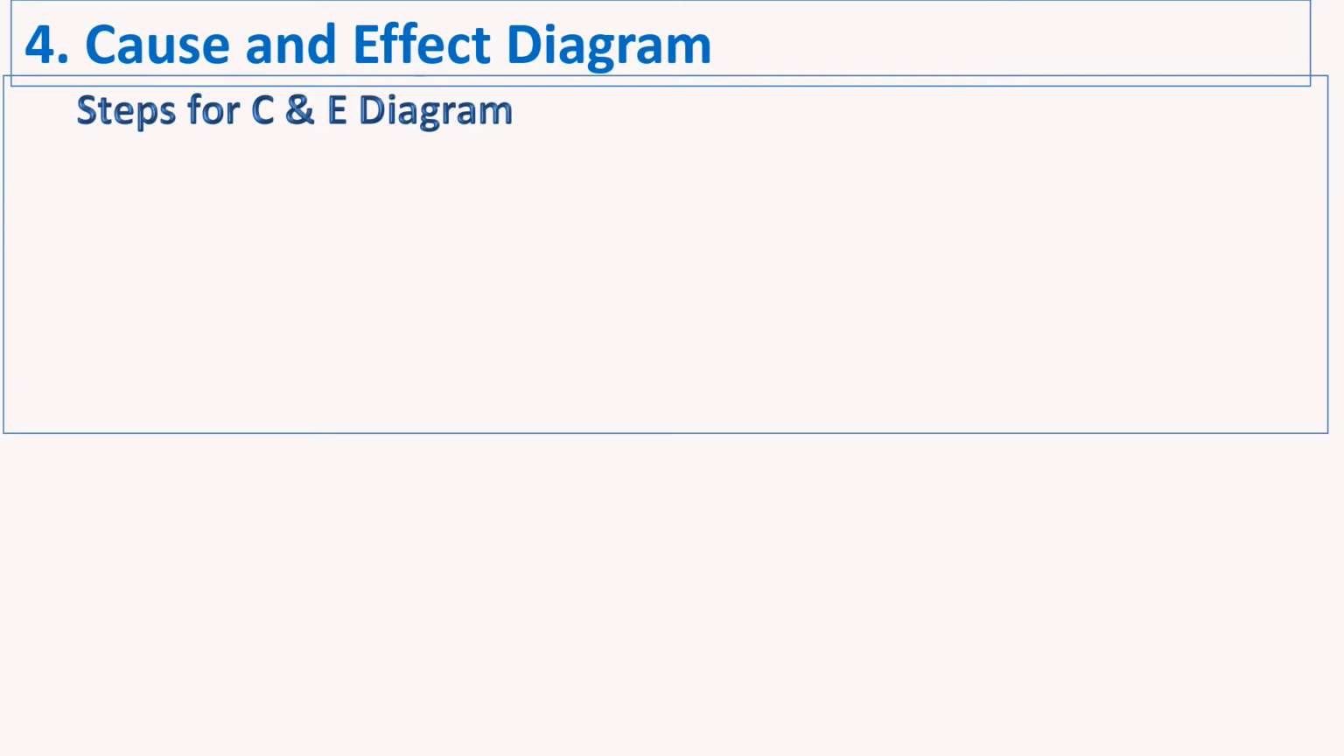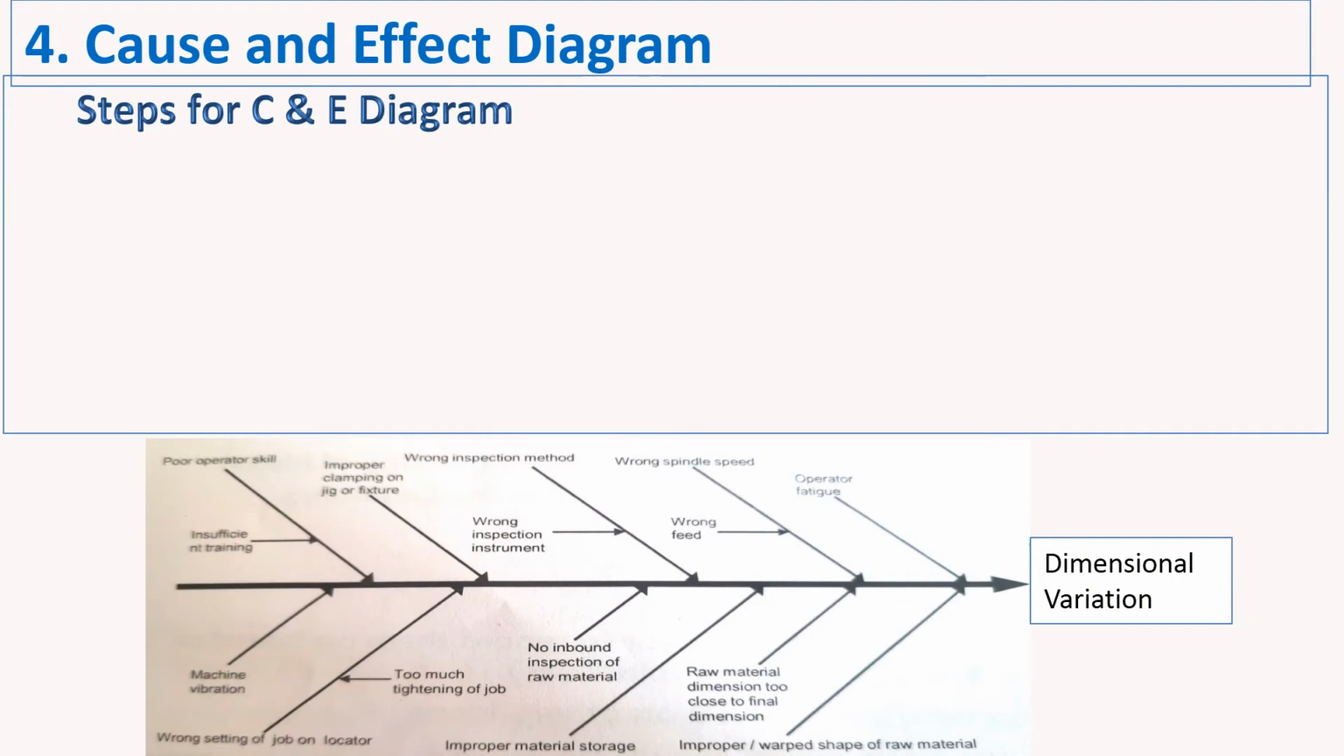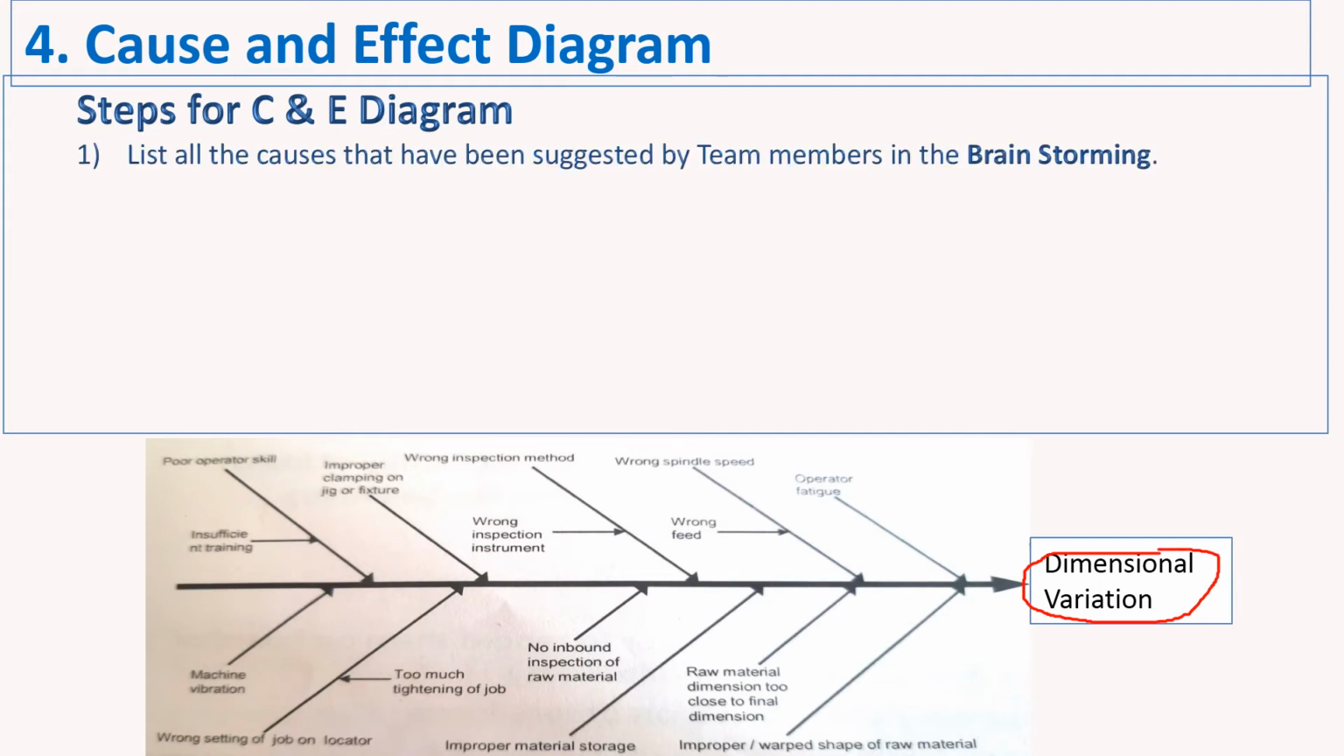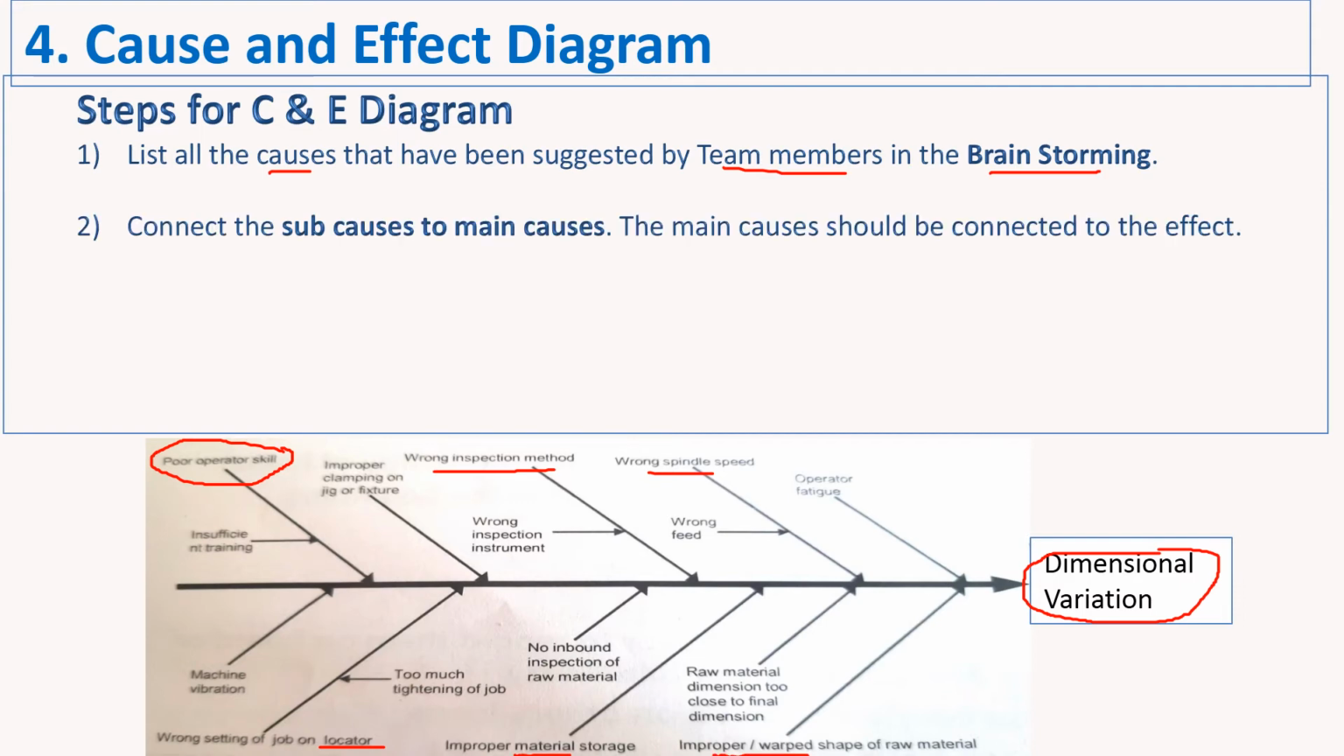Steps for the cause and effect diagram. Let's study what steps we have to do. This is the cause and effect diagram for dimensional variation. The first step is to list all the causes suggested by the team members in the brainstorming, like poor operator skill, wrong inspection method, wrong spindle speed, wrong setting of the job locator, improper material storage, improper warped shape of raw material. Then connect the sub causes to the main causes, and the main causes to the effect.